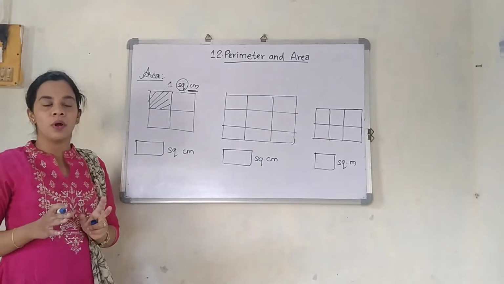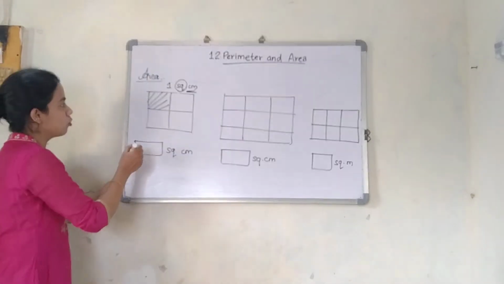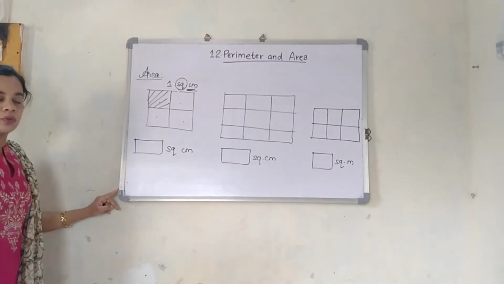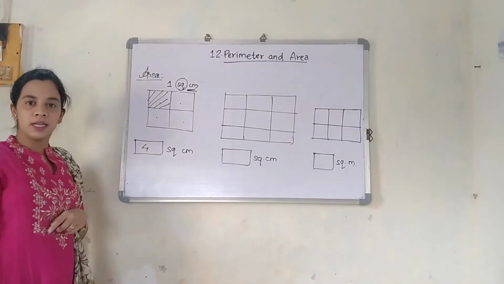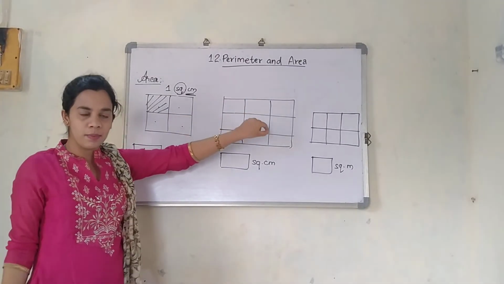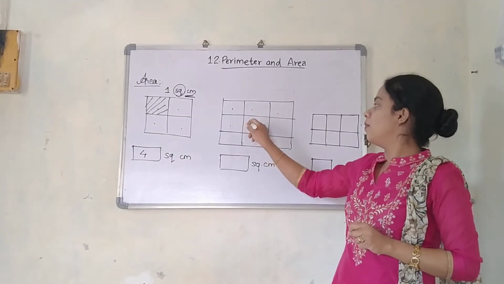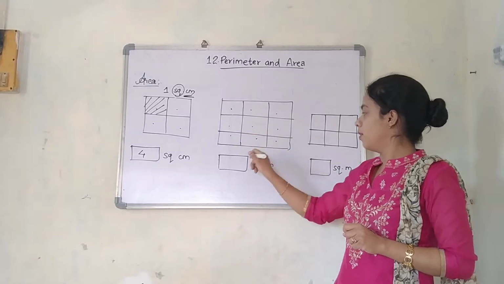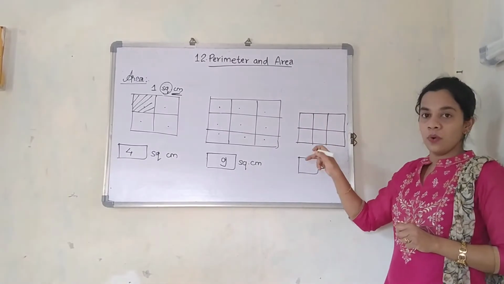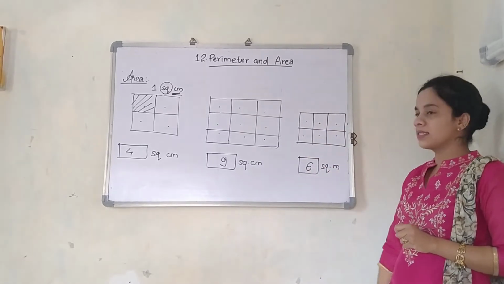I have told you, area means what? Area is the place occupied by the object. So right now this is occupying 1 square centimeter, 2 square centimeter, 3 square centimeter, 4 square centimeter. So the answer will be 4 square centimeter. Right now this is 1 square centimeter. How many total squares are present over here? You can clearly see 1, 2, 3, 4, 5, 6, 7, 8, 9. So the answer will be 9 square centimeter. In this, area is what? 1, 2, 3, 4, 5, 6. So it is 6 square meter.